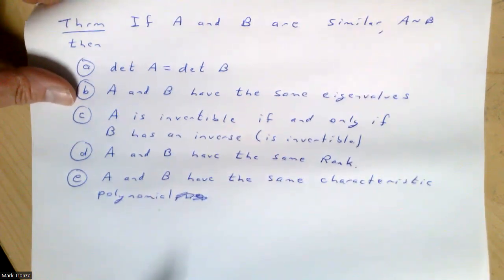Now, often we're interested in finding out whether or not a matrix is similar to a diagonal matrix. In other words, are there times when you can find a matrix P to make A similar to a diagonal matrix? And we have a term for that.